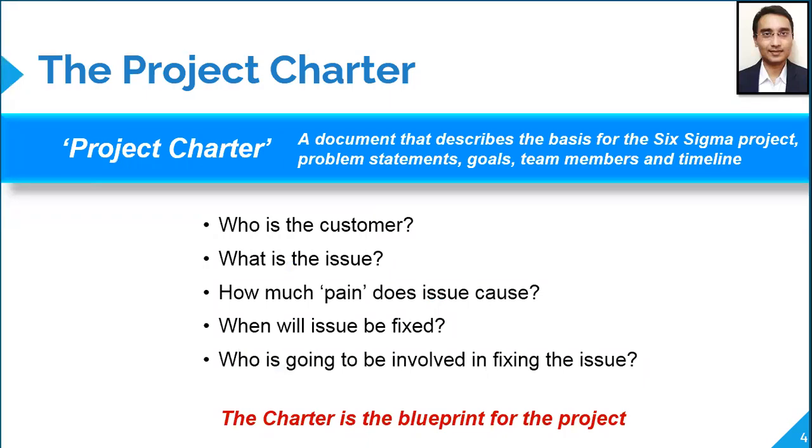So the project charter. A project charter is a document that describes the basis for the Six Sigma project: problem statements, goals, team members associated with the project, and timeline. So the project charter answers the questions: who is the customer? What is the issue the customer is facing? How much pain does this given issue cause? When will the issue be fixed? And who is going to be involved in fixing those issues?